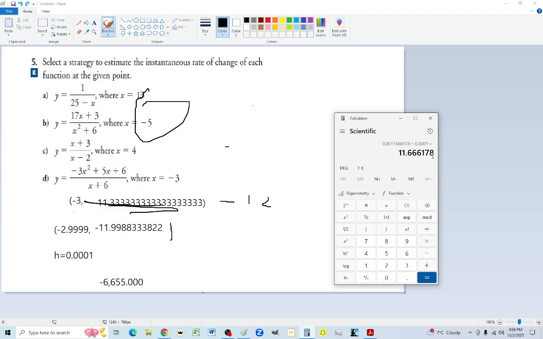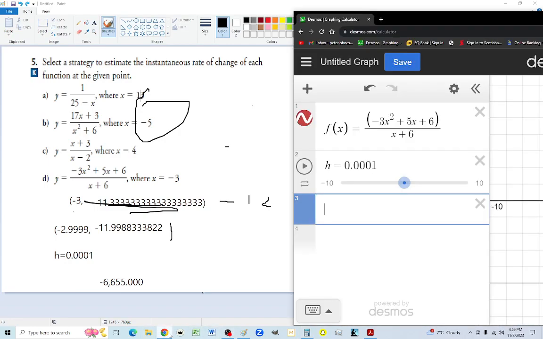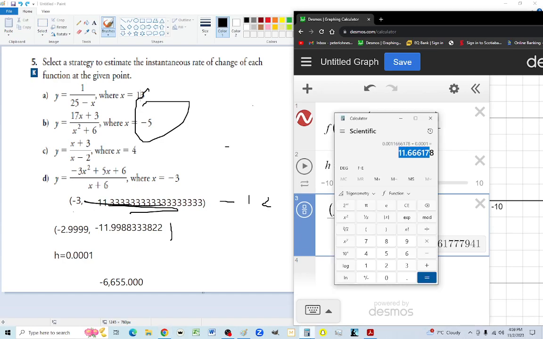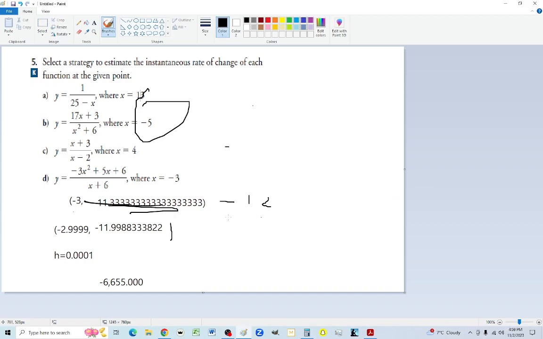Equals. There we go, 11.666. That's what it's saying. Let's see what Desmos says. Yeah, there we go. We got the same as the calculator, 11.6666. So you can see mathematical errors are a big part of this. It makes it difficult.